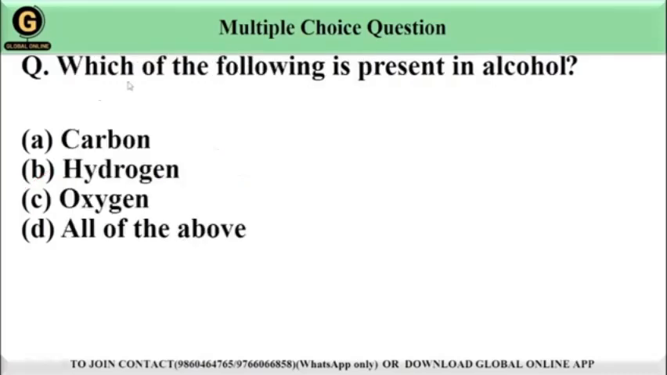Which of the following is present in alcohol? Options are given. A. Carbon, option B. Hydrogen, option C. Oxygen, and option D. All of the above. Alcohols are organic compounds that contain carbon, hydrogen, and oxygen atoms.